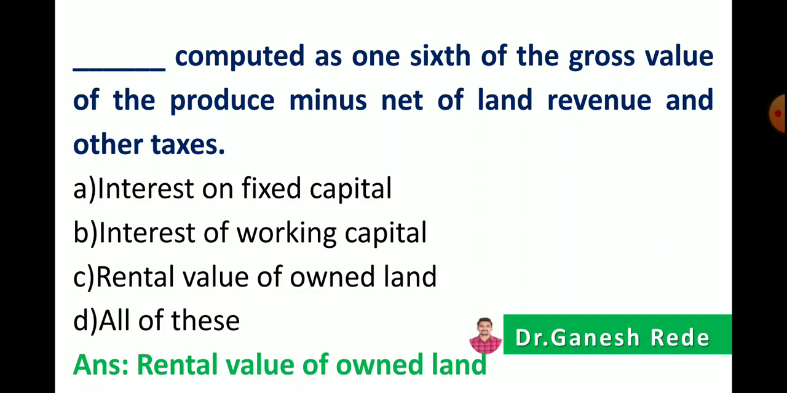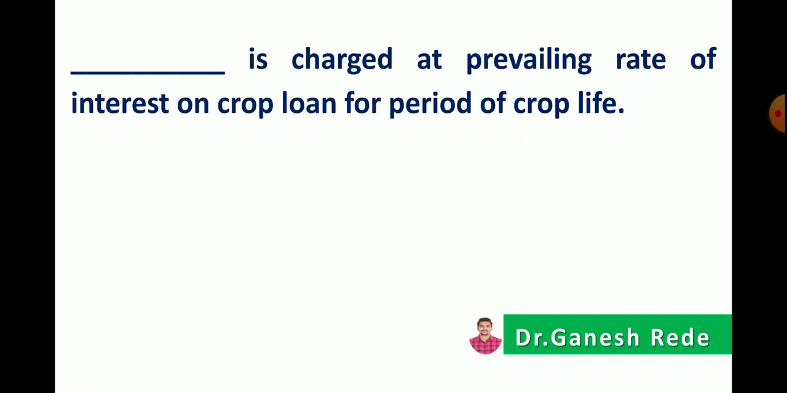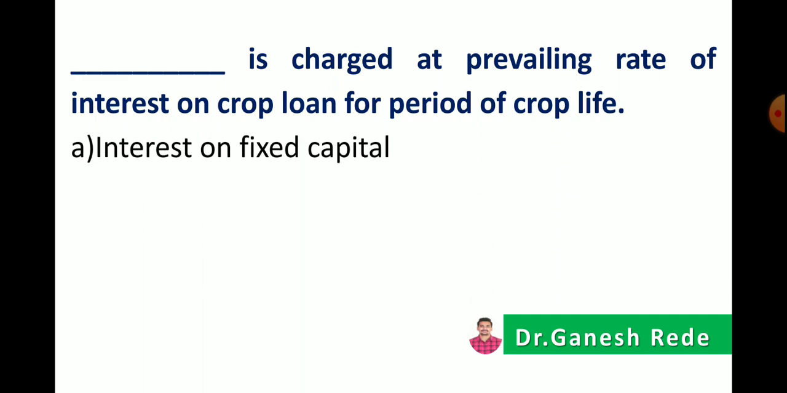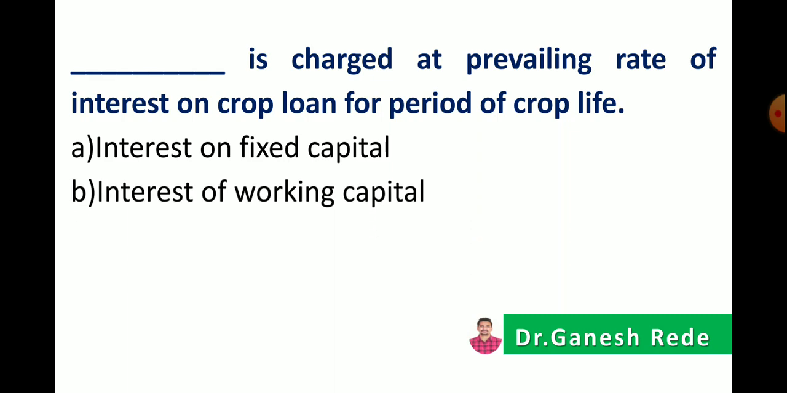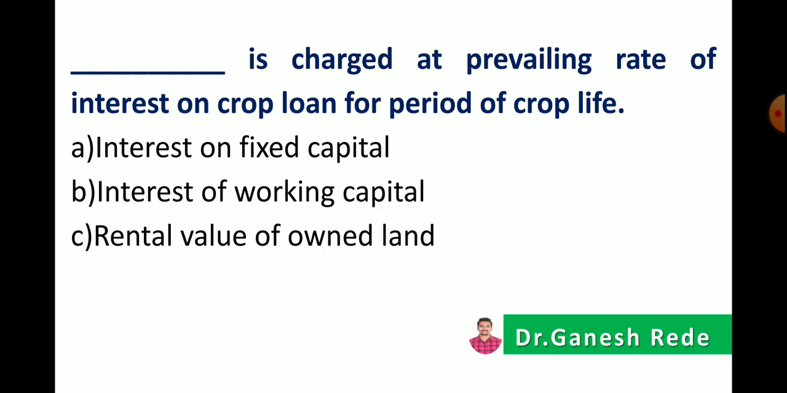cesses or other taxes. The next, dash dash is charged at the prevailing rate of interest on a crop loan for a period of crop life. Means it is related to the crop loan, which is for 6 months or 1 season. Option A, interest on fixed capital, option B, interest on working capital, or option C, rental value of land, or option D, all of these.